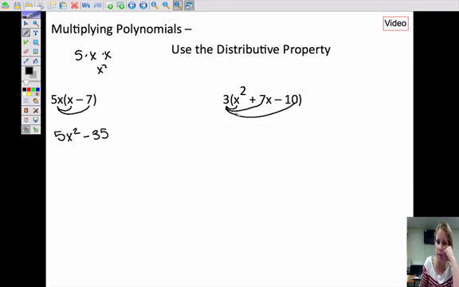Here we have 3 times x squared. That's 3x squared. We have 3 times 7x. That's 21x. And we have 3 times a negative 10, that's negative 30. Okay, so these are both polynomials. This is a binomial. This is a trinomial. Two terms, three terms. Highest exponent of 2, highest exponent of 2, and then we have an exponent of 1, and then an exponent of 0. That's how we write these things.